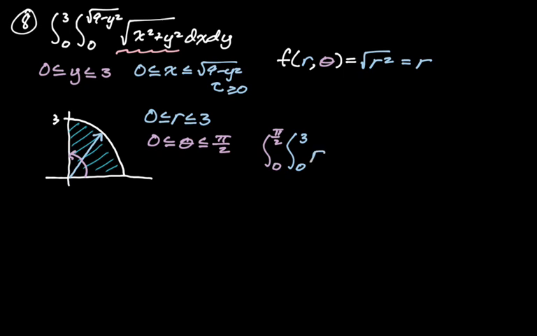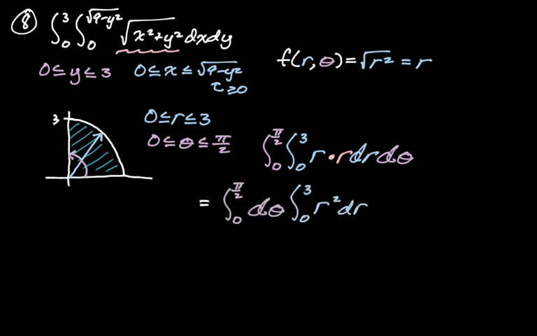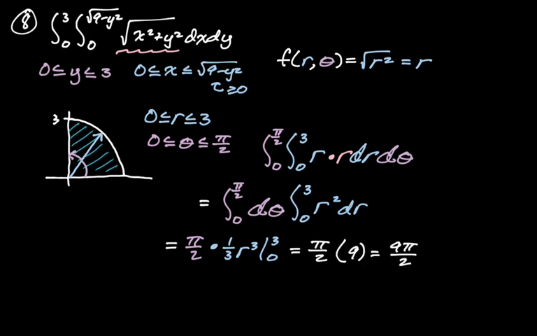There's going to be r for the integrand. There's going to be r dr d theta for our dA, the area element. We can break this up, so let's do it. And then integrate. So we'll get pi over 2, and then 1/3 r cubed from 0 to 3. So we're going to get 9 pi over 2.